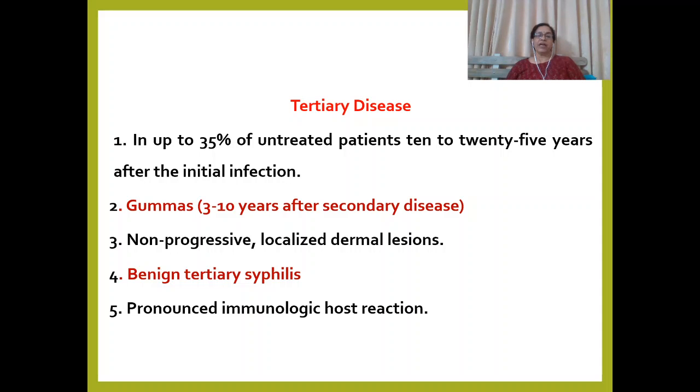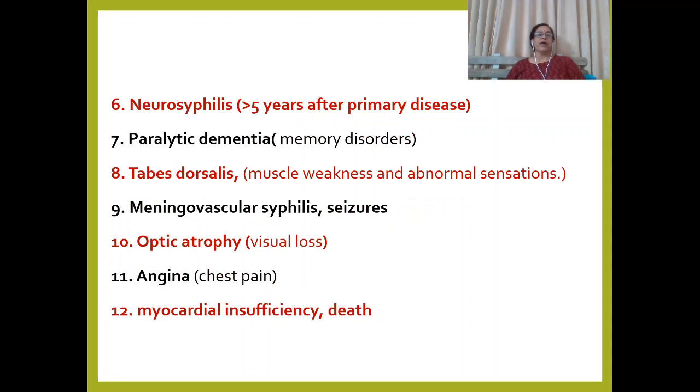It is a benign type of syphilis, and here there is a pronounced immunologic host reaction. There is neurosyphilis during this stage, that is, involvement of the nervous system, because of which there is a memory disorder. This is called paralytic dementia. Then one very important symptom of tertiary syphilis is tabes dorsalis.